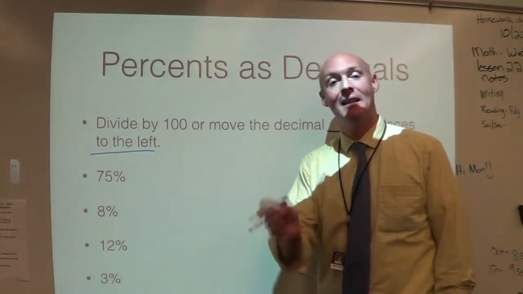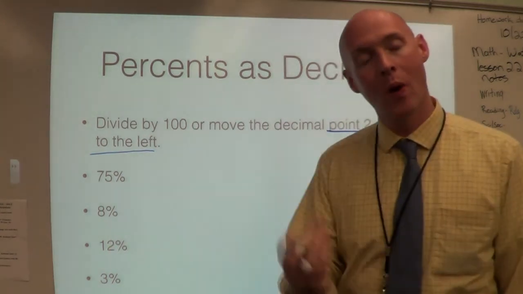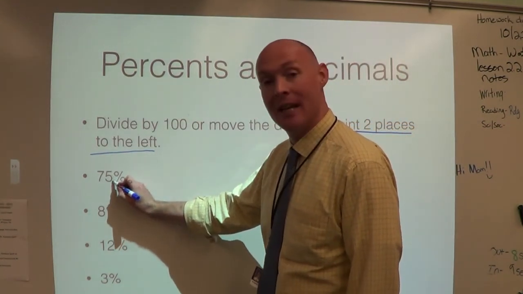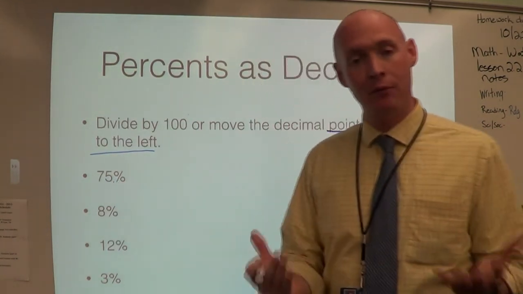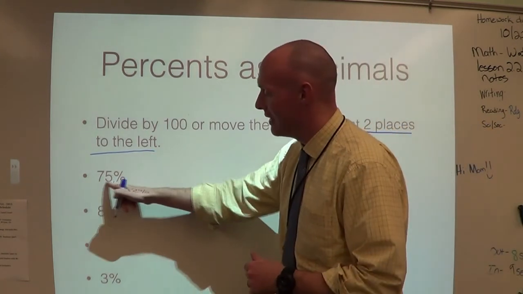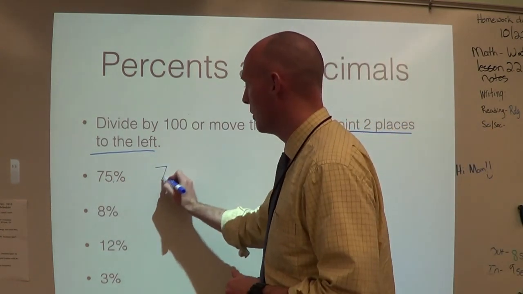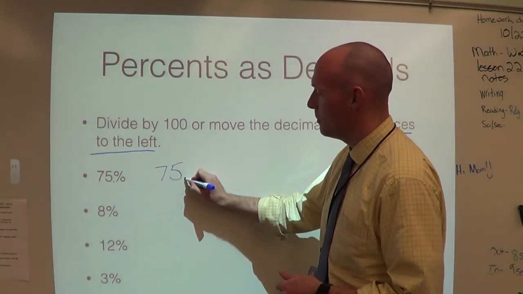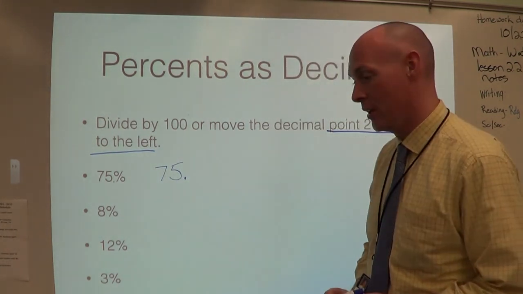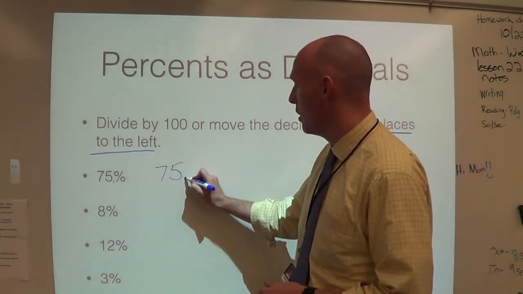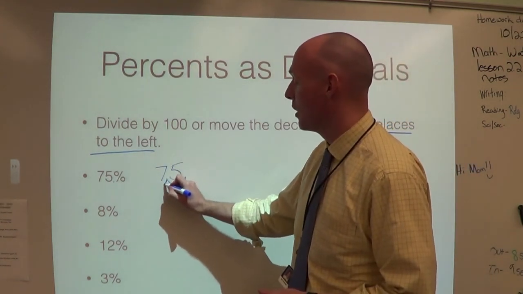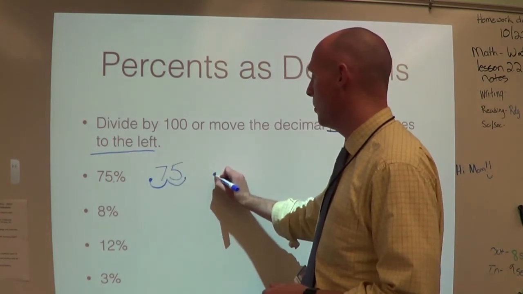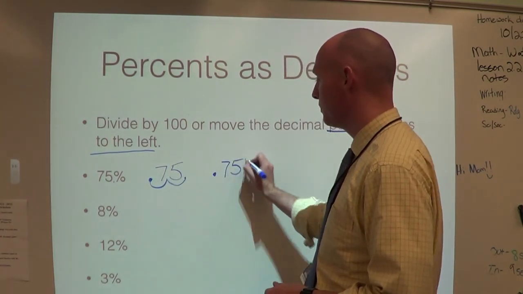So here I have 75%. We want to know, what does that look like as a decimal? So right now, the decimal point is here, right? After the whole number. 75, 75%. And I'll just rewrite it here. Right now, the decimal point's here. If we want to turn it to a decimal, we're going to go boom, boom, 2 places, and we are left with decimal point 75.